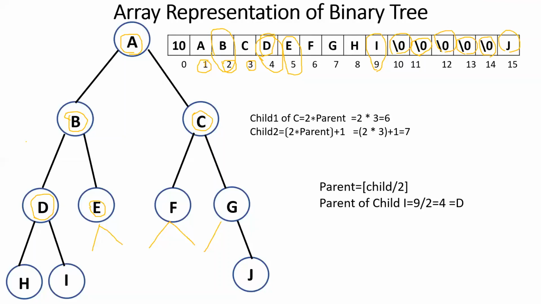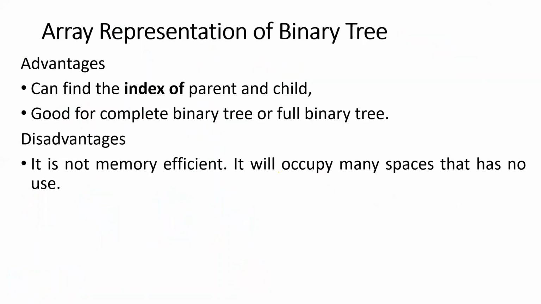Okay. Now to the next slide. So this is the content for the array representation. In array representation, we have both advantages and disadvantages. The advantage is we can directly find the index of the parent and child using this formula, and directly go and access. That is random access of elements or node values, which is possible using array representation. And it is good for complete binary tree or full binary tree.